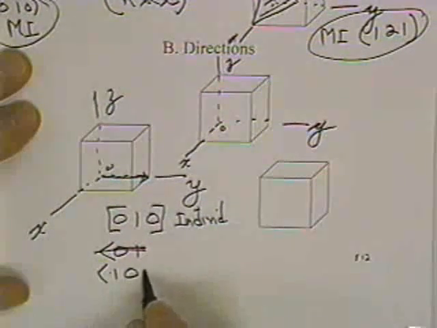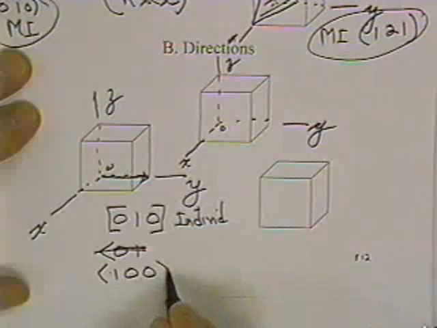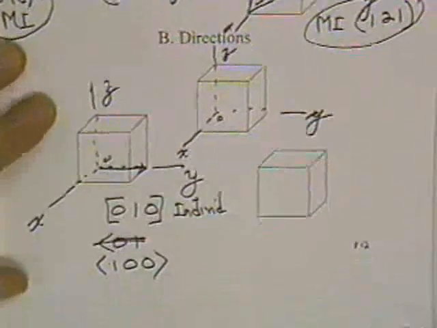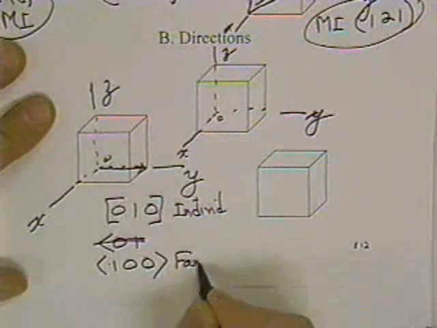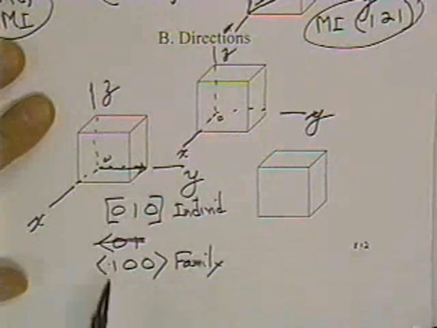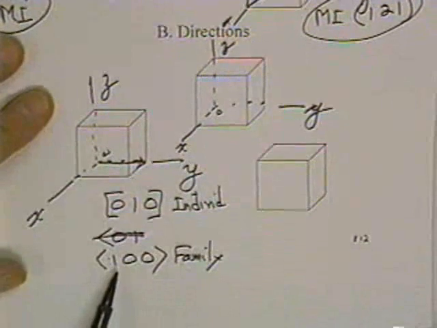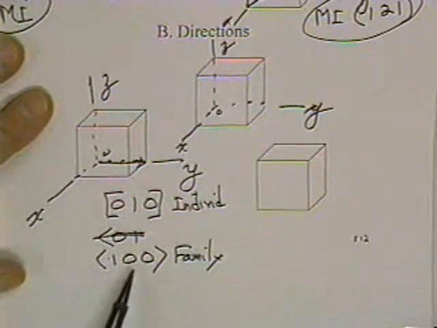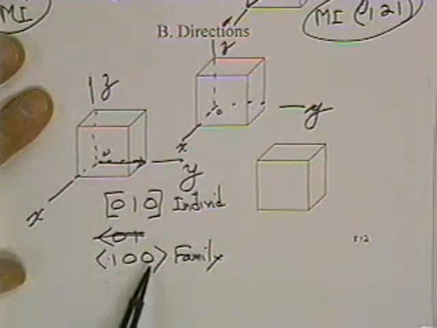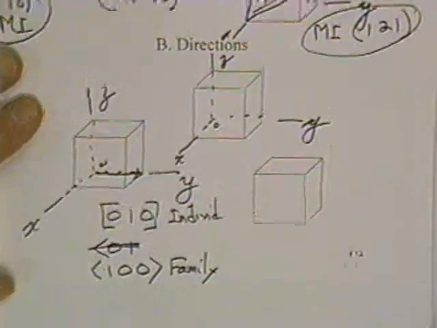Generally, you write the family as the 1, 0, 0, and that would correspond to a family of directions, meaning all directions of this type: 1, 0, 0, 0, 1, 0, 0, 0, 1, bar 1, 0, 0, etc.